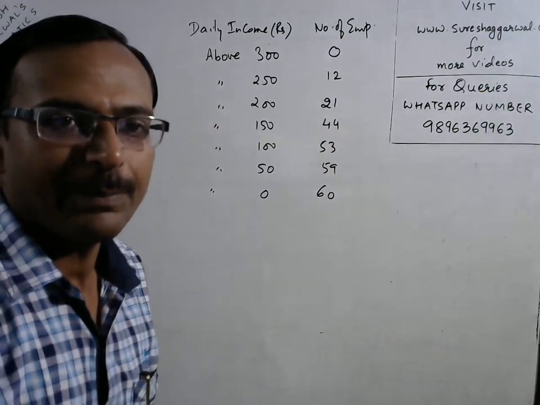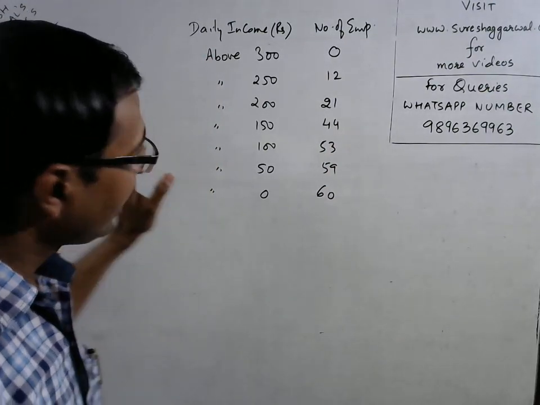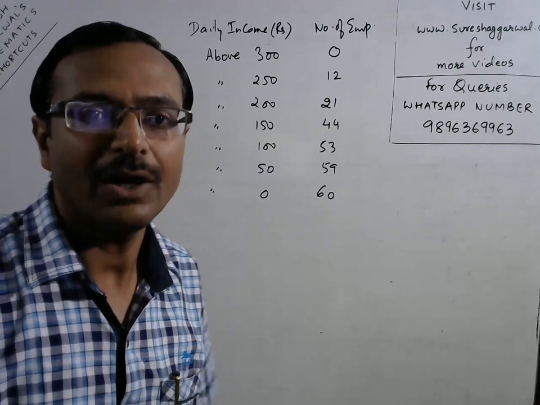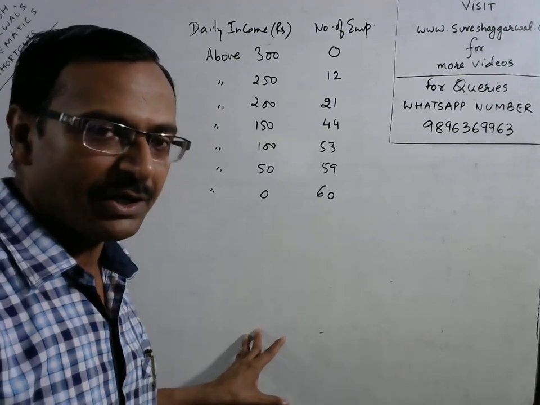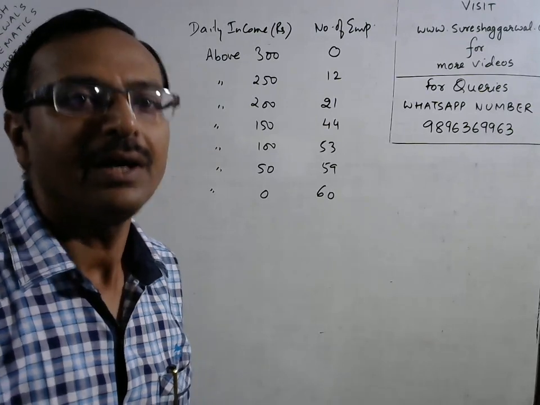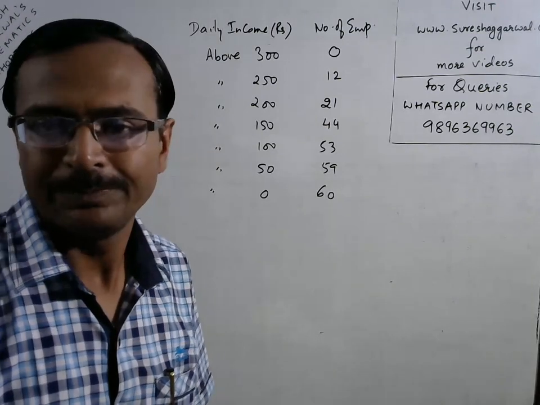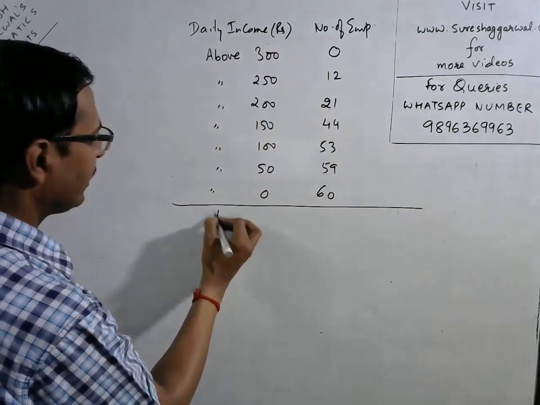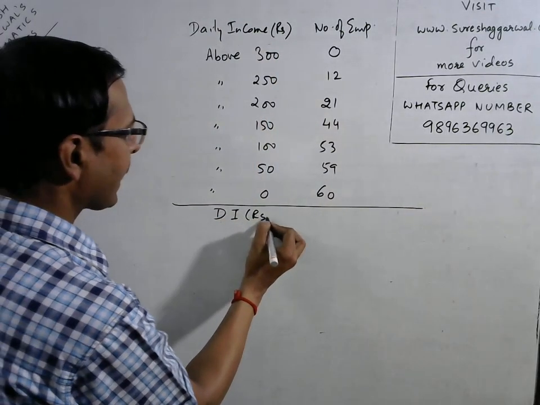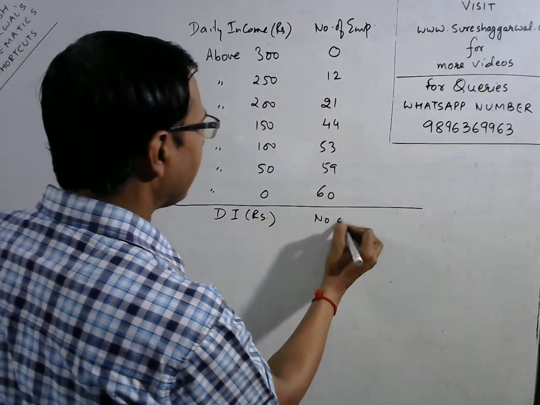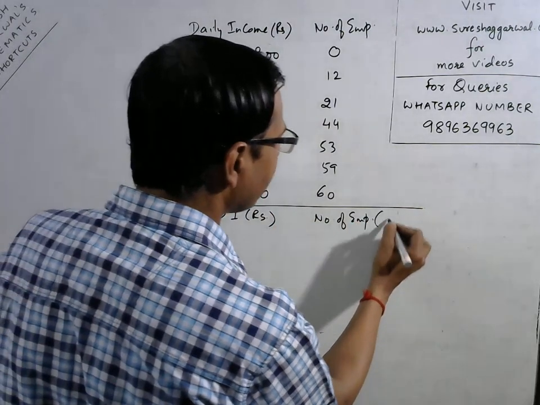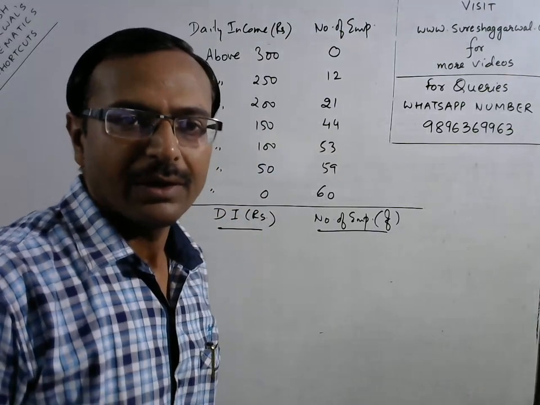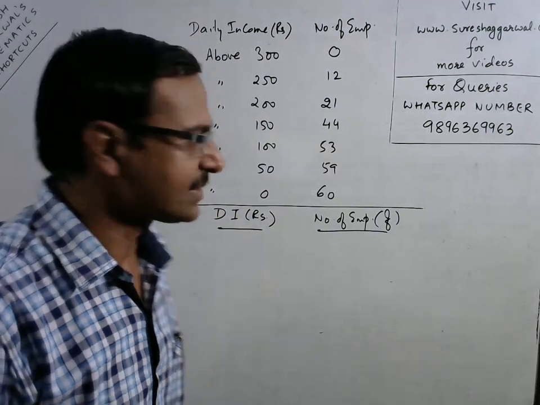Now see, this is the third type of discontinuous data, wherein you are not given continuous class intervals, and now you have to convert this data into continuous form in order to calculate the mean, median, or mode. Now for this, let us write the same thing again. This is daily income in rupees, and this is number of employees, which is also denoted by F, that is the frequency.